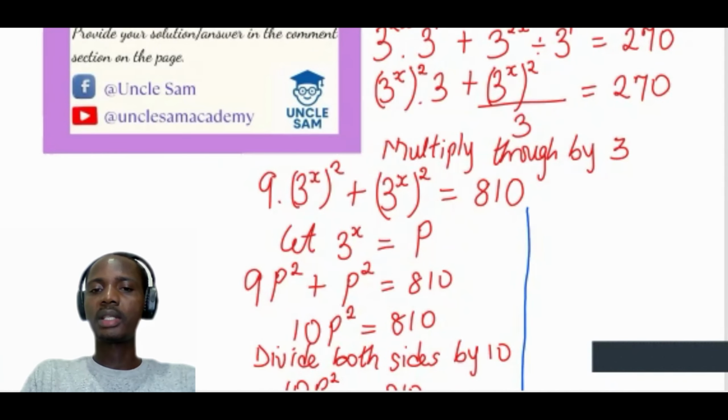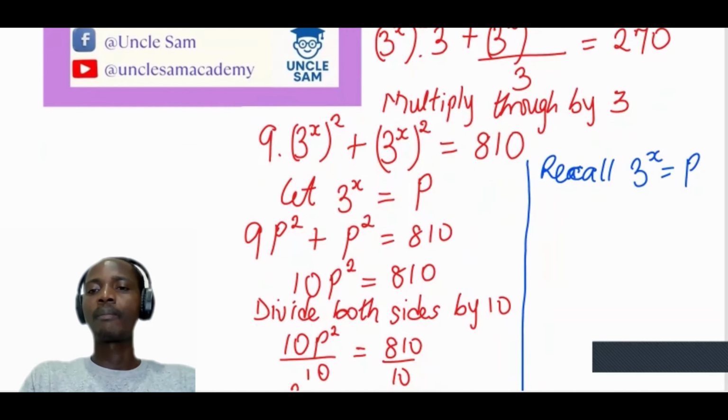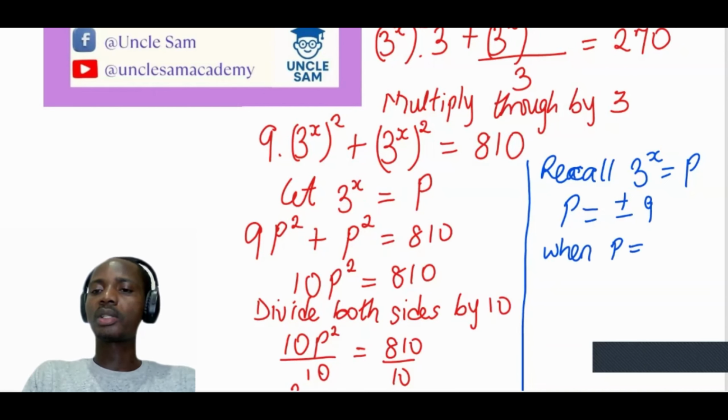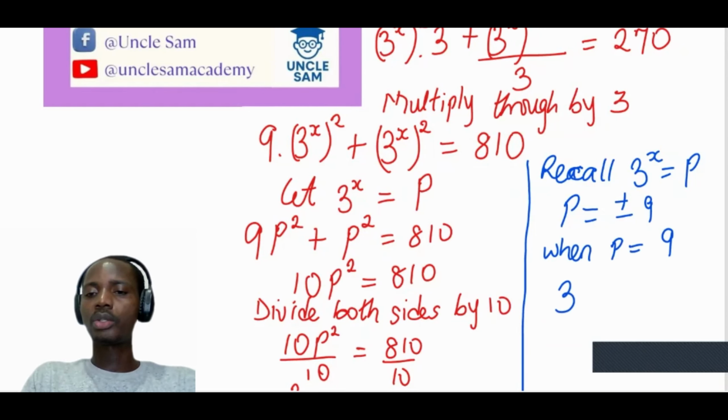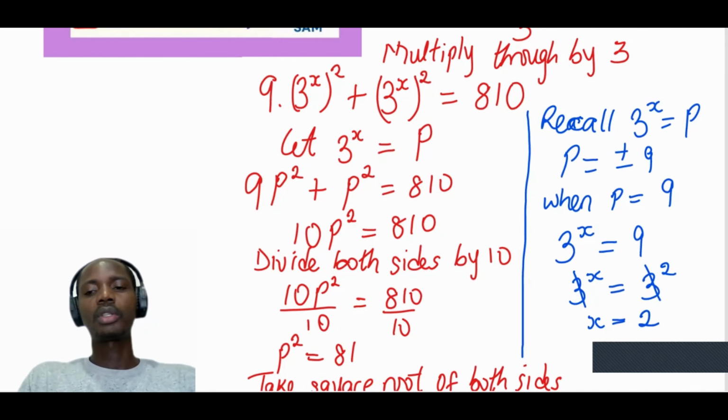Recall that we say 3 raised to power x is equal to p. So we already got p to be equal to plus or minus 9. So let's take it one after the other. When p is equal to positive 9, it means we have 3 raised to power x equals 9. I can have this as 3 raised to power x equals 3 to the second power. It means x is equal to 2. That's the first value of x I can have.